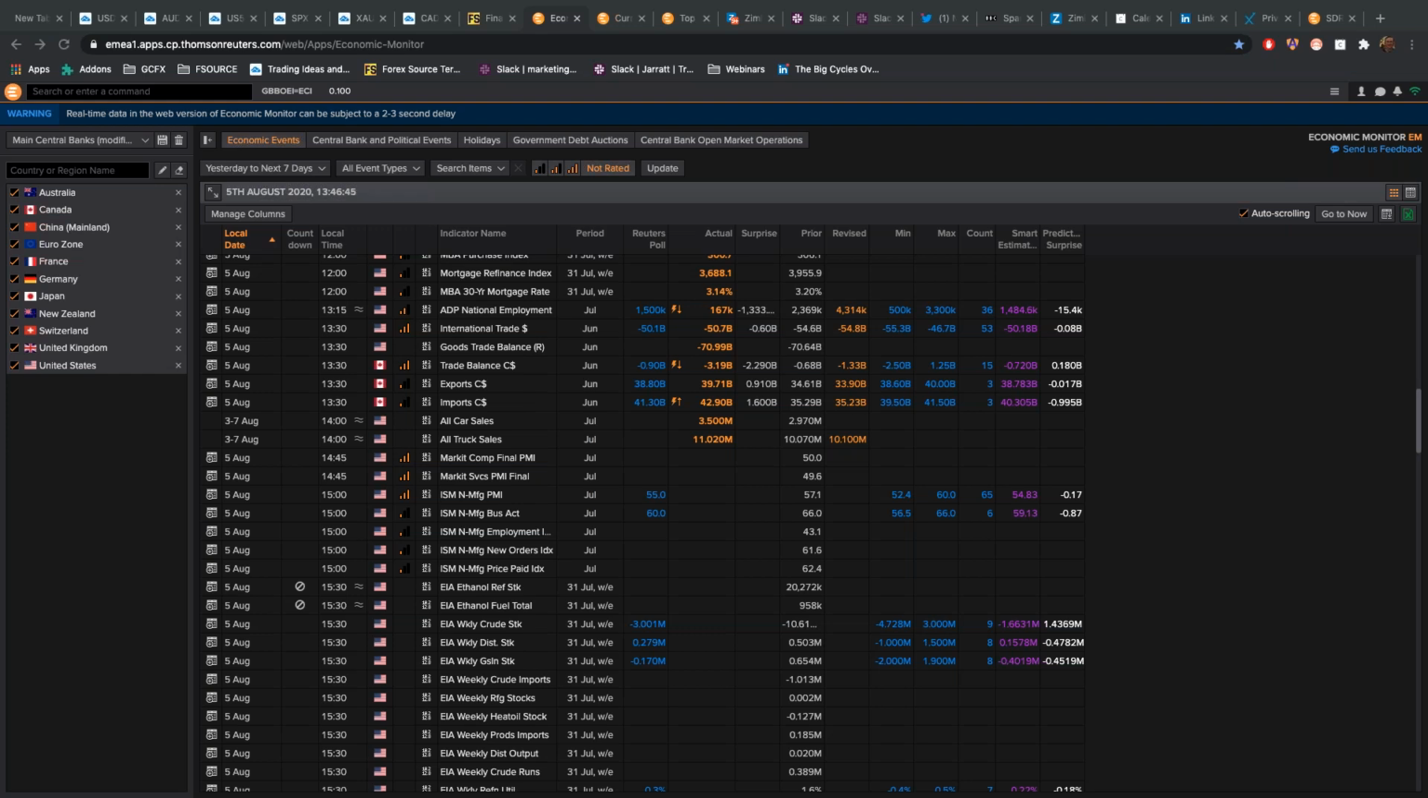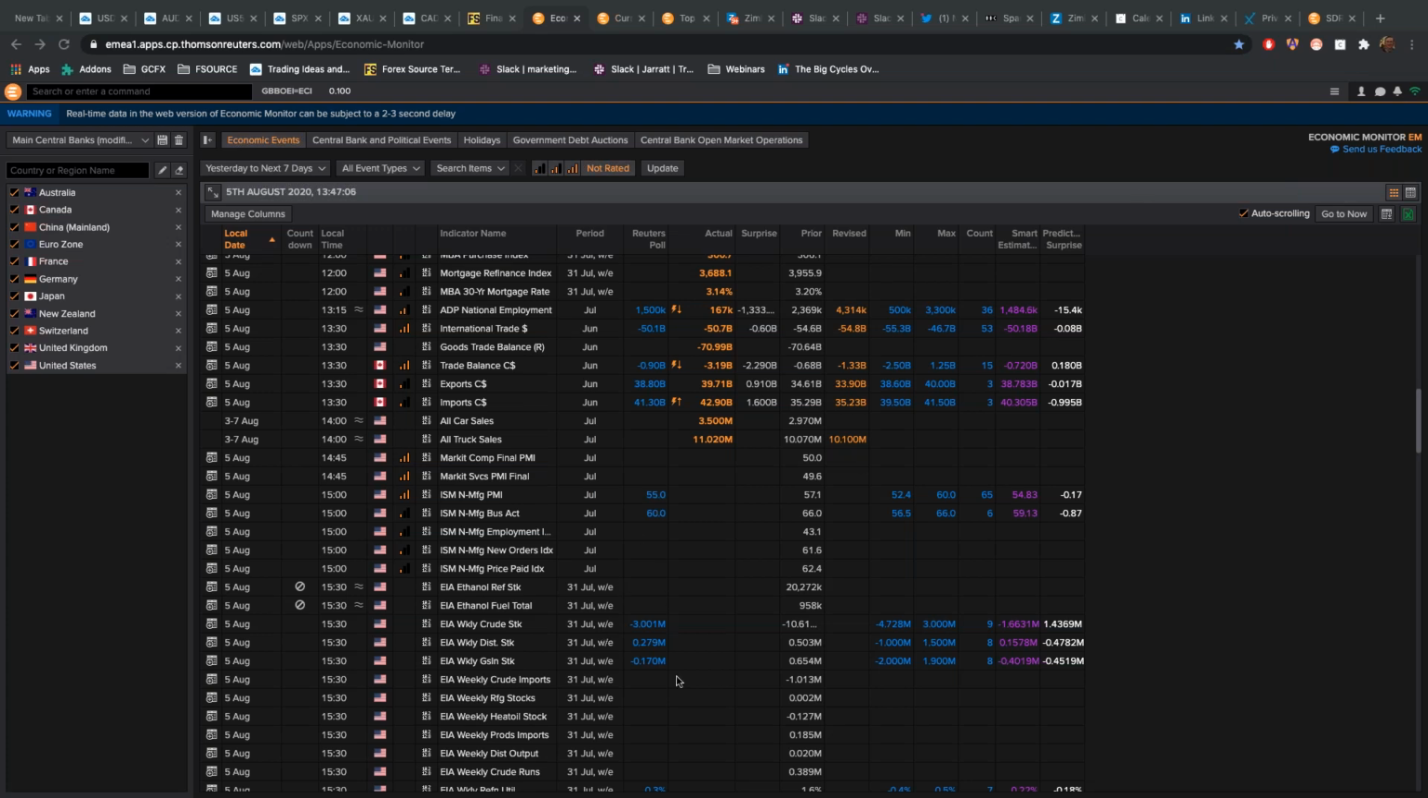See what the private data is on the oil. Yeah, here it is. Right, the private data last night, it was a draw of 8 million.